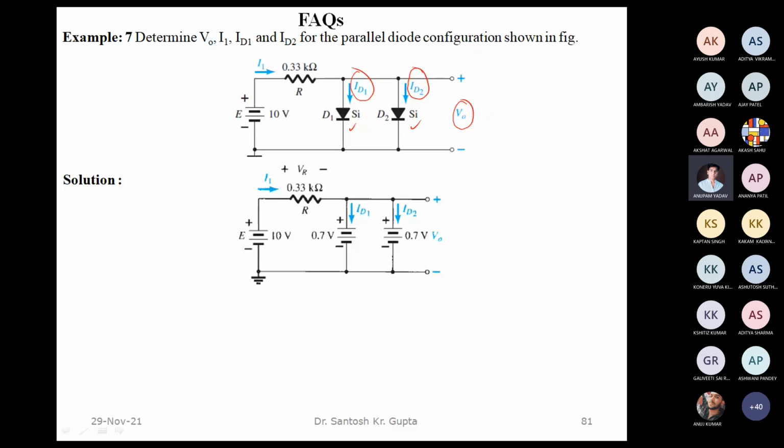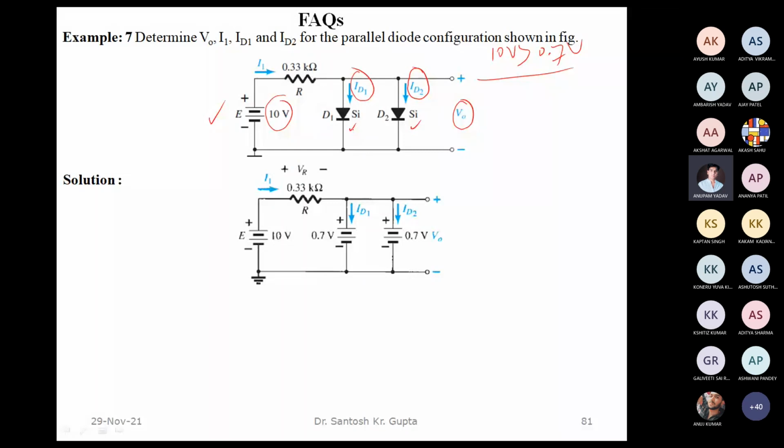Again, to verify which diodes are on and off, we must compare the potential barrier of each of the diodes with the supply voltage. The supply voltage is 10 volt over here. 10 volt is certainly greater than the 0.7 volt, the potential barrier. That's why both of the diodes are on.